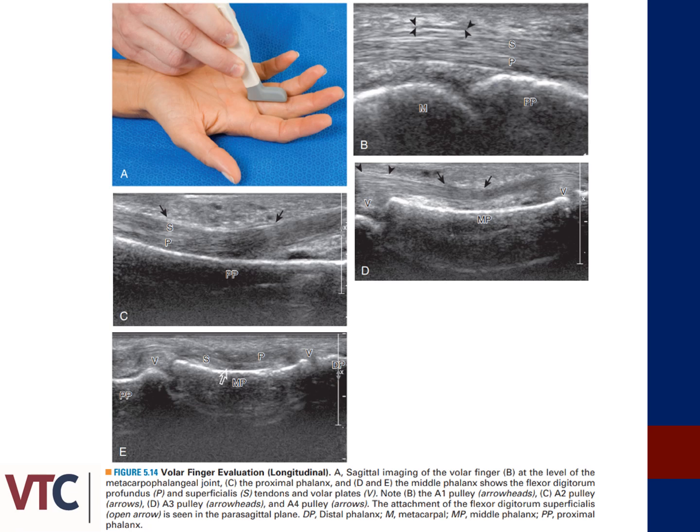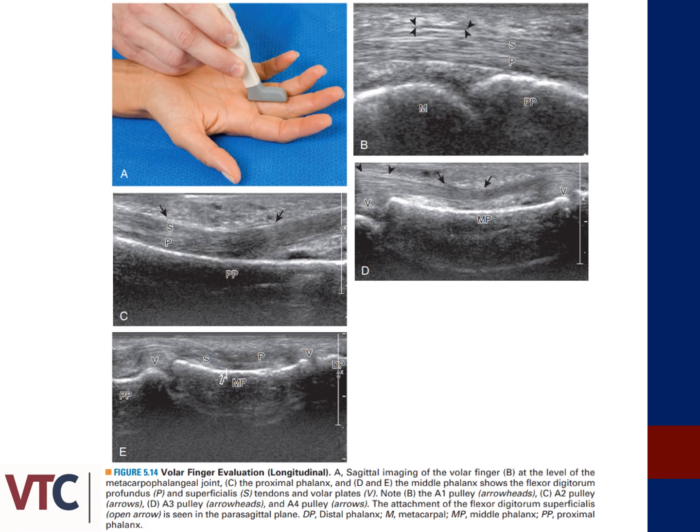Figure C demonstrates the relationship of your superficialis and profundus tendons at the level of the proximal phalanx, and the entity identified by these arrows is your A2 pulley. Progressing distally in figure D, you see that there has been a change in the relationship of your flexor digitorum profundus to your flexor superficialis, secondary to your flexor digitorum superficialis attaching at the middle phalanx. The entities identified by these closed arrowheads are your A3 pulley and your A4 pulley.